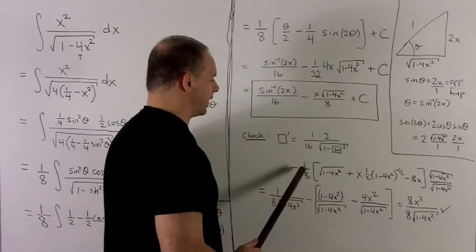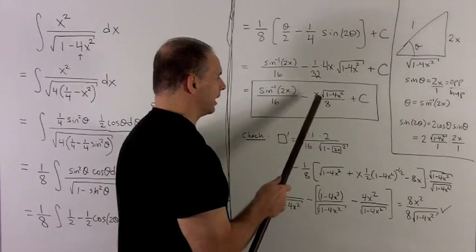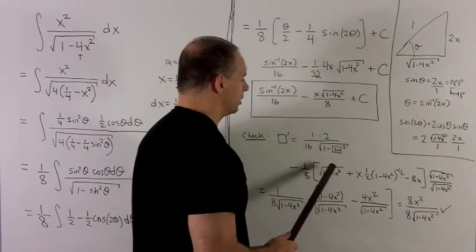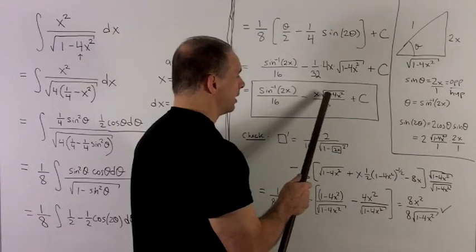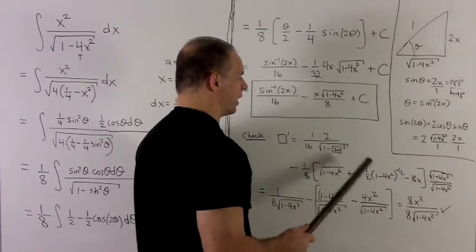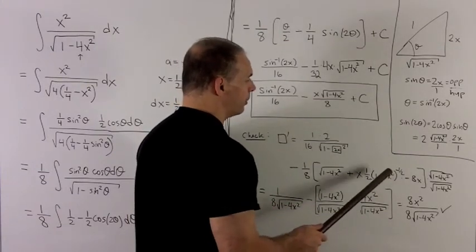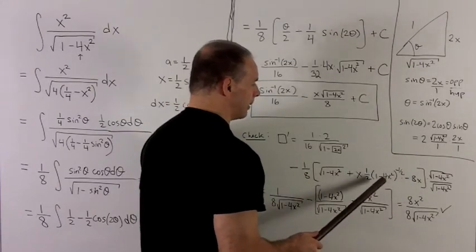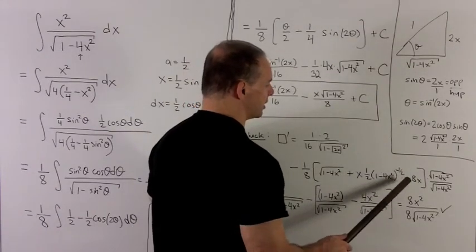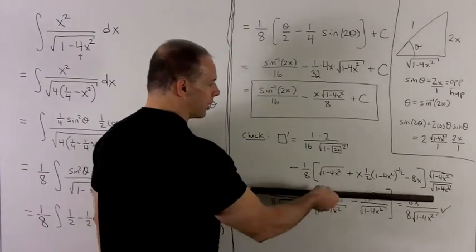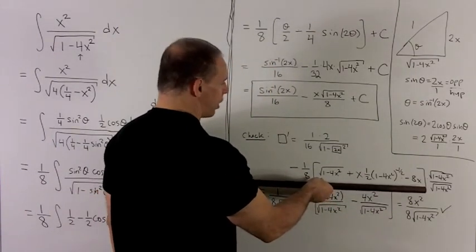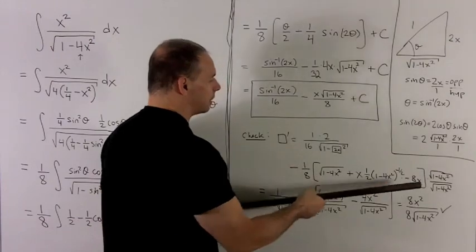I'll pull the minus 1/8 out in front of it. So what am I going to get? Derivative of the first is 1. Put the second in. Put the first in. And then we want the derivative of the second. That's 1 minus 4x squared to the 1/2. Half comes down. Put in a minus sign. And then multiply by the derivative of the inside, which is minus 8x. So up to here, we have our derivative. So now it's just clean up.